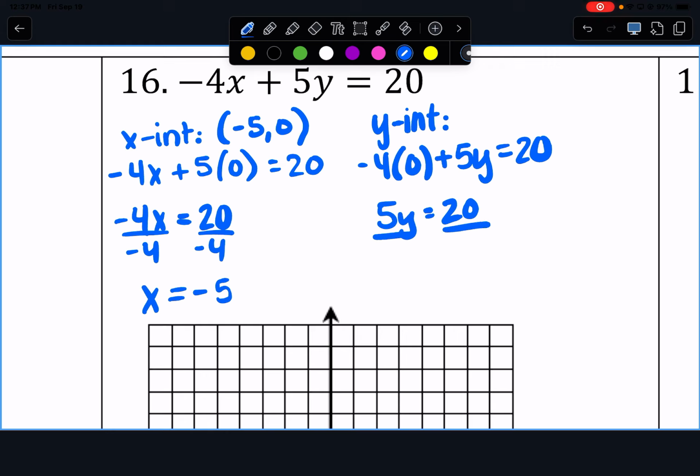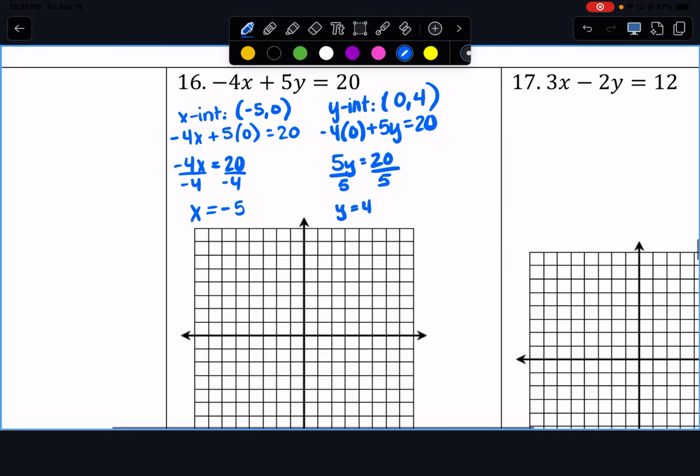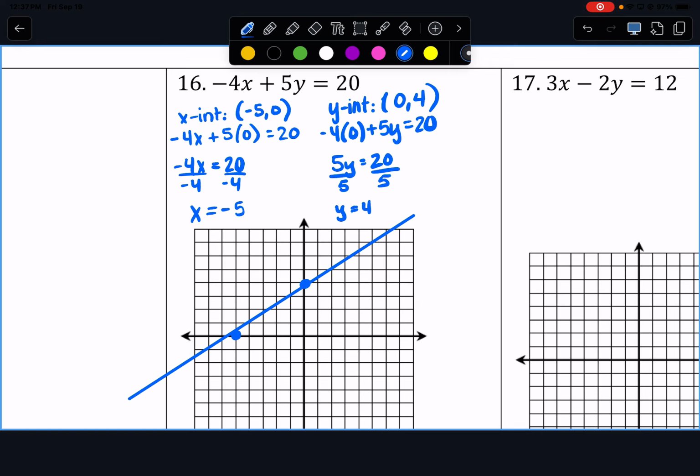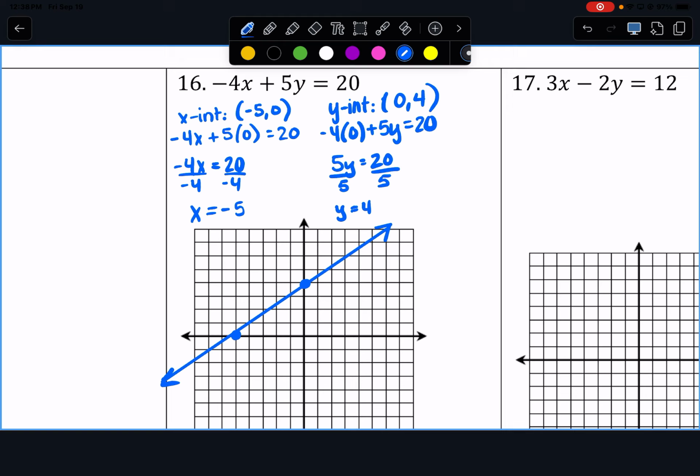By? And so y equals? So it's the point 0, comma 4. And then we are good to graph those points. Once you graph it, connect them with a line. And then we're going to look at 18 together as well.